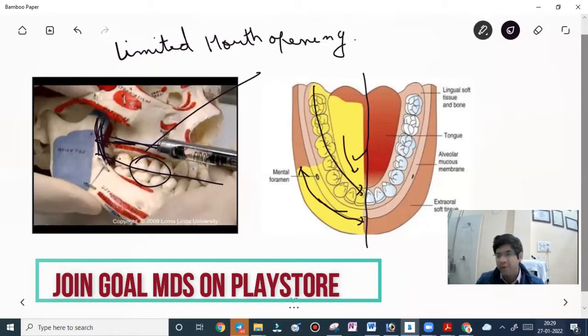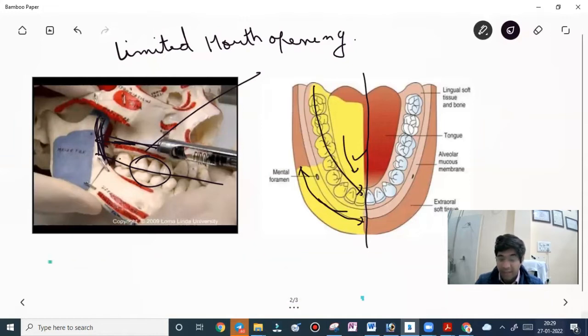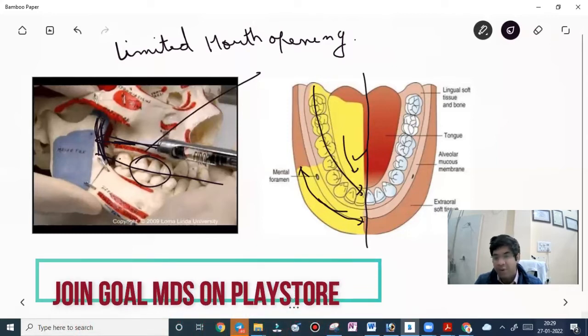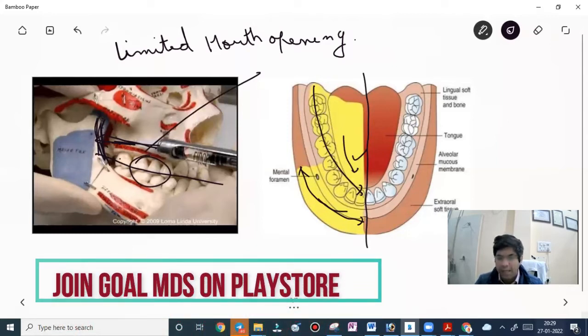It is also indicated when one has to perform multiple procedures on the mandibular teeth, and when there is inability to visualize the landmarks for inferior alveolar nerve block. Example, in case when there is presence of large tongue, so we can use this technique.